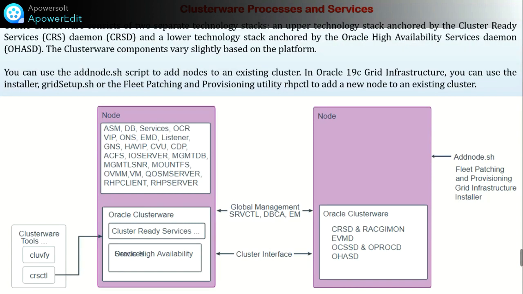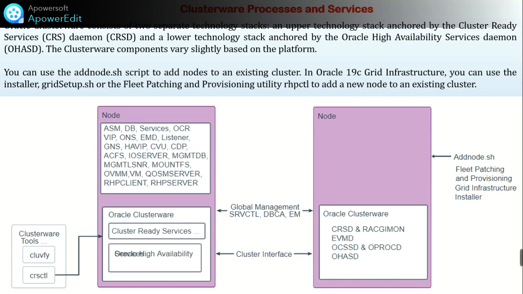Cluster processes and services. Oracle Clusterware consists of 2 separate technology stacks: an upper technology stack anchored by the Cluster Ready Services CRS daemon, CRSD, and a lower technology stack anchored by the Oracle High Availability Services daemon, OHASD. The clusterware components vary slightly based on the platform.